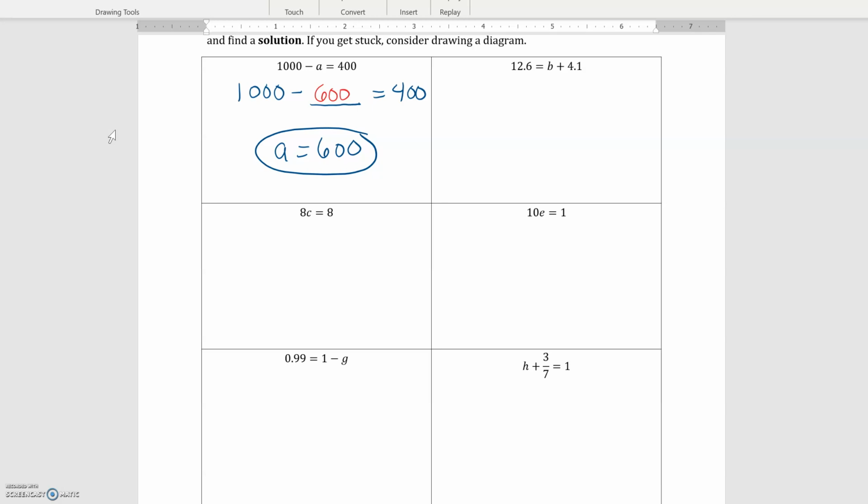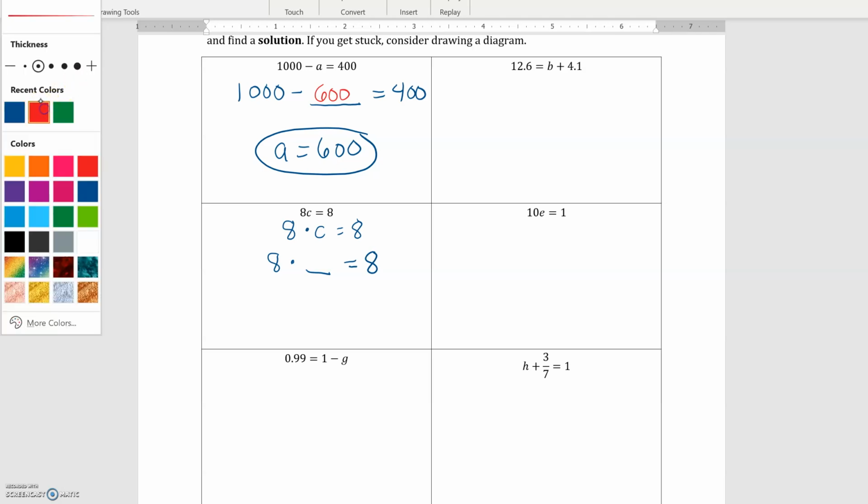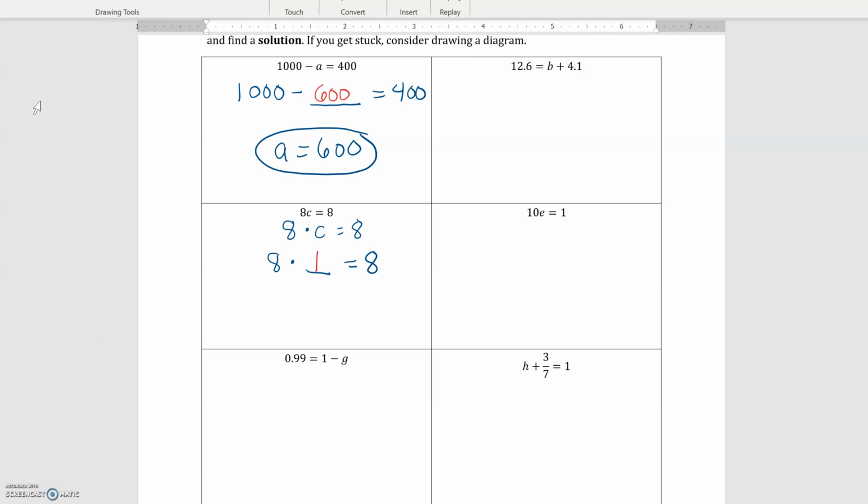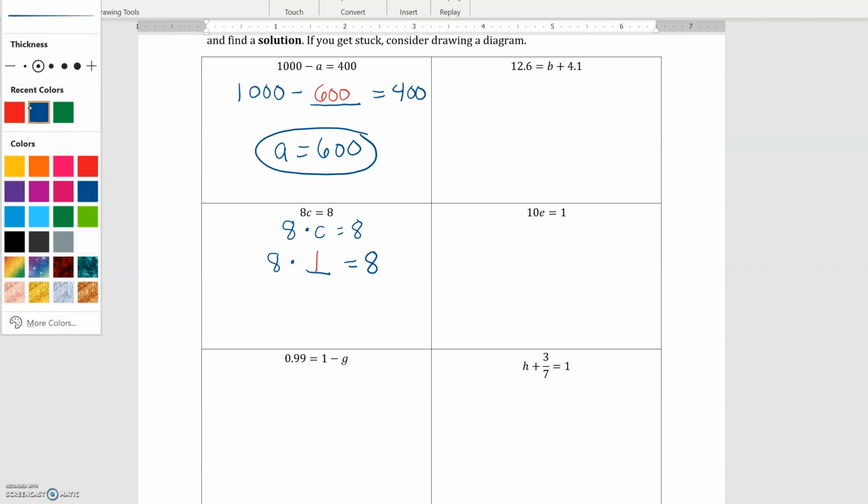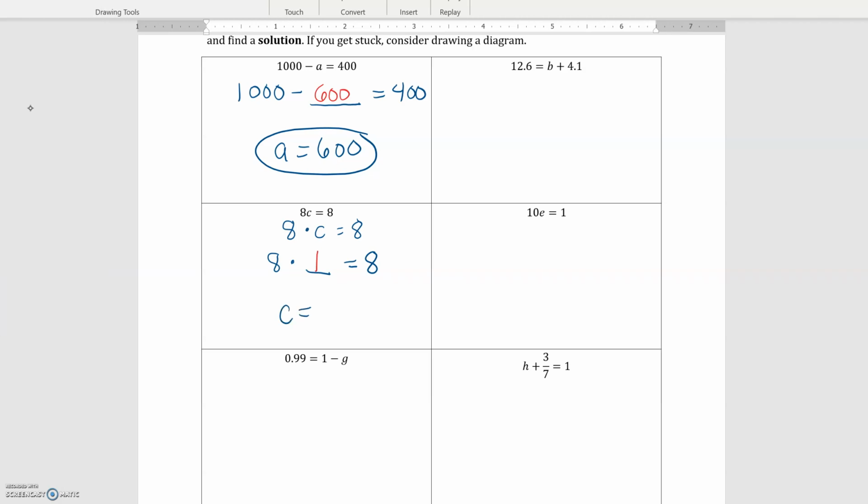Same for the second one here. This is saying 8c equals 8, or 8 times c equals 8. So it's asking us, 8 times what number gives me 8? Well, I see that it's the same number, and I know that multiplying by 1 gives me the same value. So I think a 1 here would make sense, which is true. So I'm going to say that C equals 1.